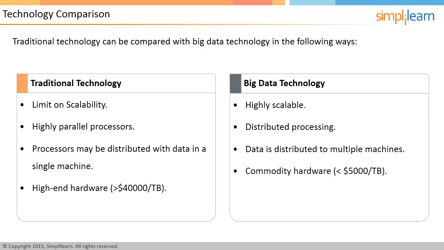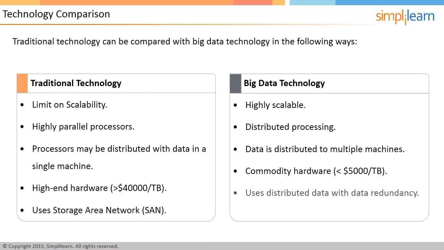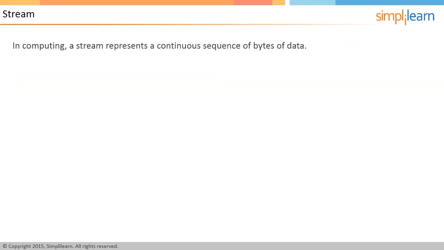Traditional technology uses storage technologies such as SAN, whereas big data technology uses distributed data with data redundancy. The cost factor is important for chief technology officers or CTOs and chief executive officers or CEOs to lean towards big data technology. In computing, a stream represents a continuous sequence of bytes of data. It is produced by one program and consumed by another. It is consumed in first-in, first-out sequence.